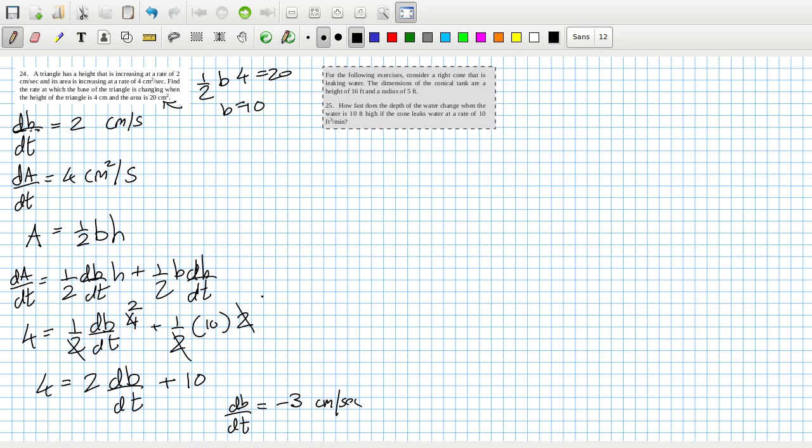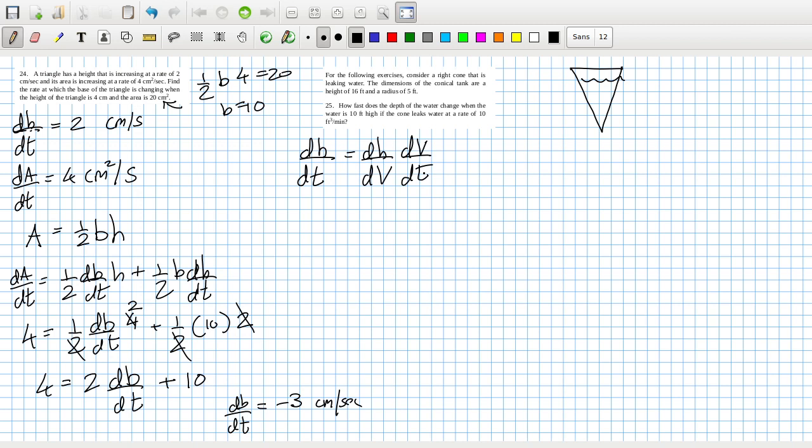For the following exercise, consider a right cone that is leaking water. The dimensions of the conical tank are height 16, radius 5. So how fast does the depth of the water change? So that's dH/dt. Well, that could be dH/dV times dV/dt, because we know it leaks water at a rate of 10. So that would be minus 10, and then it's dH/dV. The volume is pi r squared. No, it's not. It's 1/3 pi r squared h.